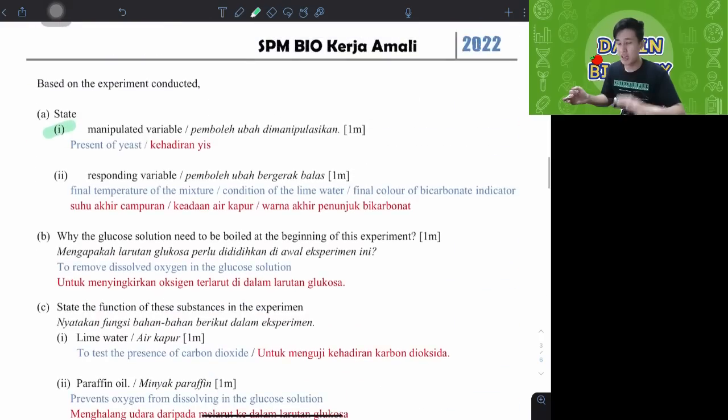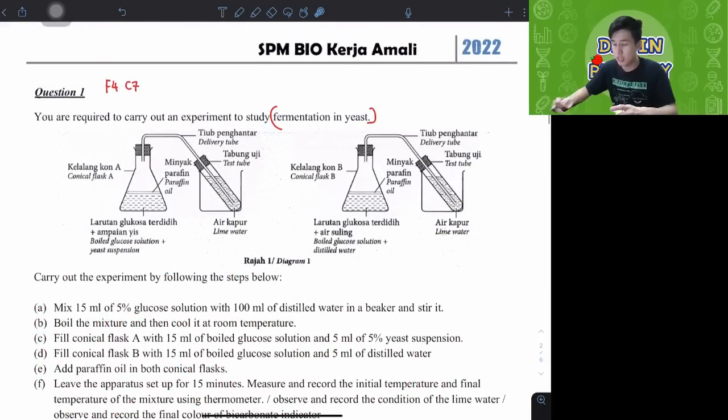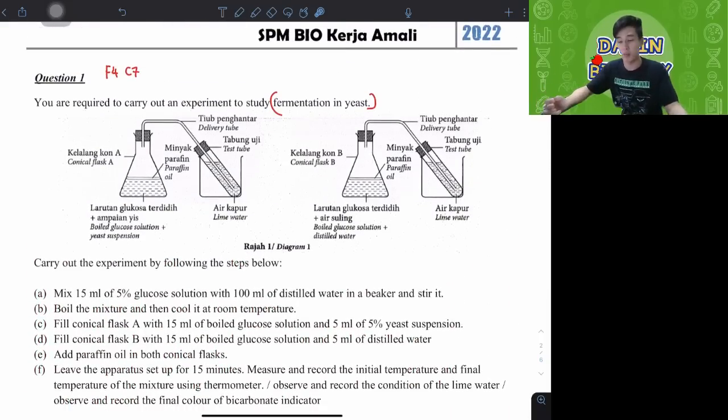Now for the responding variable, there'll be a few possible different responding variables. I cannot confirm with you or pinpoint which one will be used in your actual exam. It depends on how your exam asks. I will explain more later. Let me just briefly go through how you set up this whole experiment first.